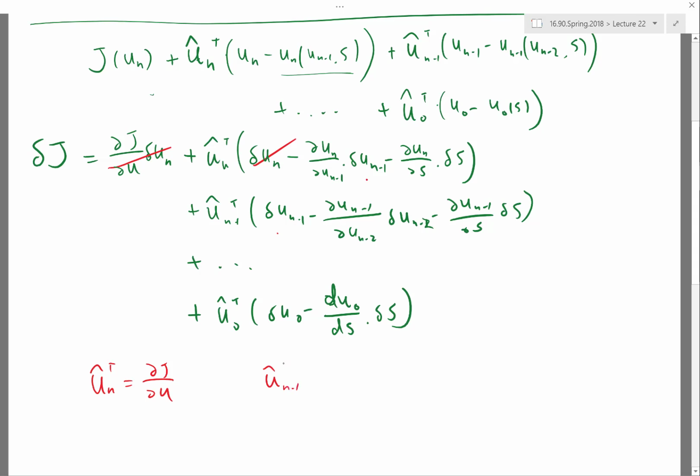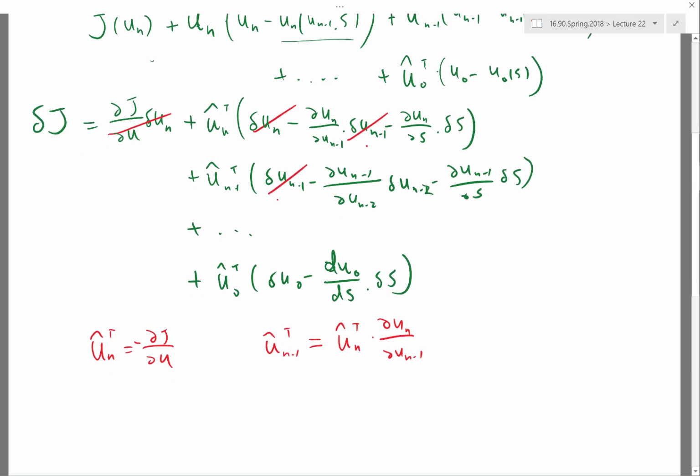Yeah, I can choose, oh, here is a negative, right? But then I can choose U hat of N-1 transpose equal to U hat of N transpose times dU_N dU_{N-1}, right? Do you see this is exactly the backpropagation algorithm we just derived? All right, so by having this, we eliminated this and this, and we can keep going, right? So we have eliminated the need of evaluating delta U_{N-1}, and we can keep going.